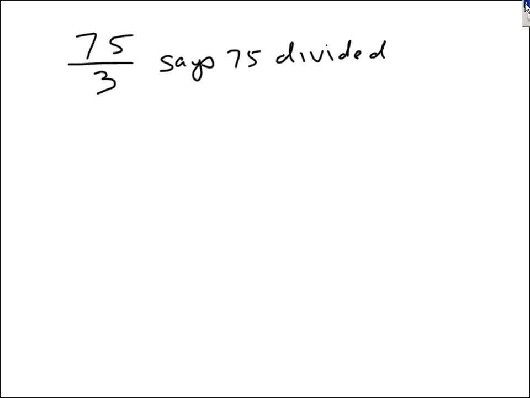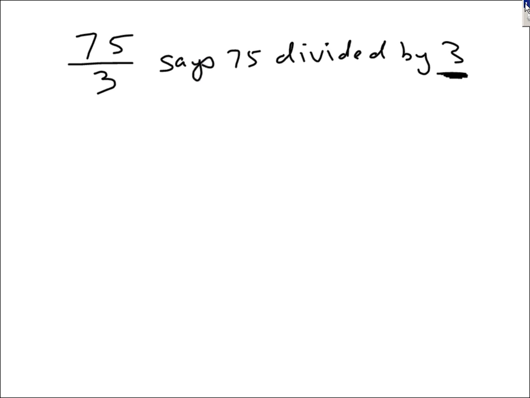Section 7, Division of Whole Numbers. You were asked to do 75 divided by 3. 75 over 3, or 75 divided by 3. This says 75 divided by 3. What are you dividing by?